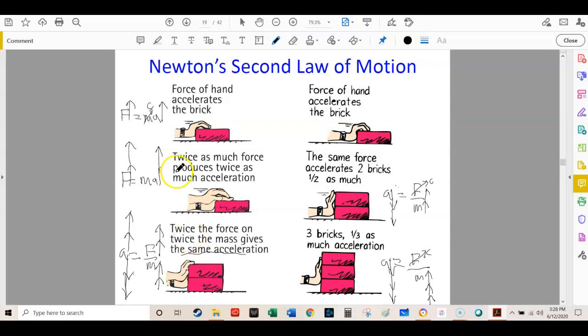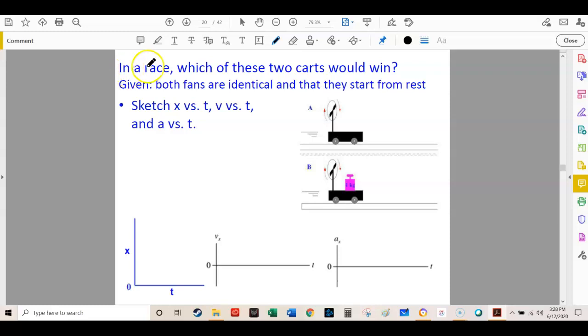Okay? But let's try it with actual problems. We're going to do the same kind of thing, but we're going to try it across a bunch of problems. Okay? So in a race, you have 2 carts. One cart, so this cart right here, the cart itself is 1 kilogram. And this cart is 2 kilograms, right? And they're going to have the same force applied to it. So let's say this fan applies 2 newtons of force here, and this is the same fan, so it's applying 2 newtons of force here.